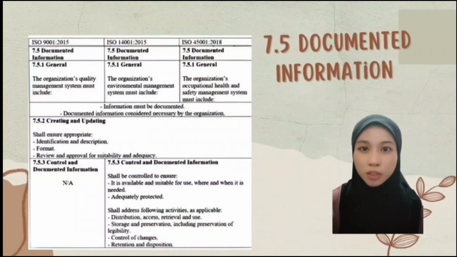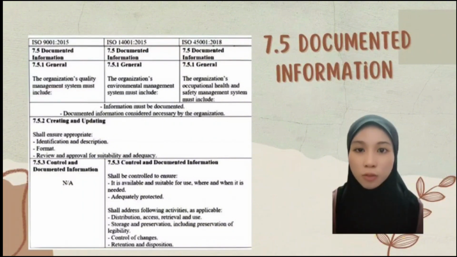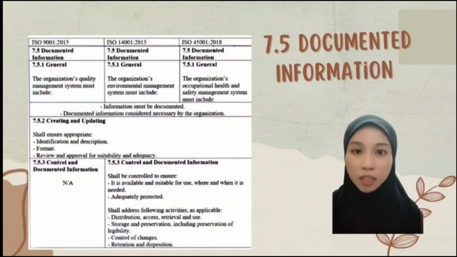For 7.5.3, control of documented information. This part is only similar in ISO 14001 and 45001, which is that it should be controlled to ensure: 1, it is available and suitable for use where and when it is needed. 2, adequately protected. It should address the following activities as applicable: distribution, access, retrieval, and use. 3, storage and preservation, including preservation of legibility. 4, control of changes. And 5, retention and disposition.